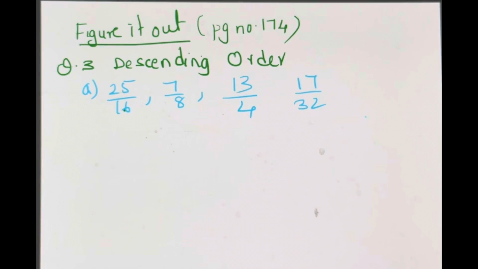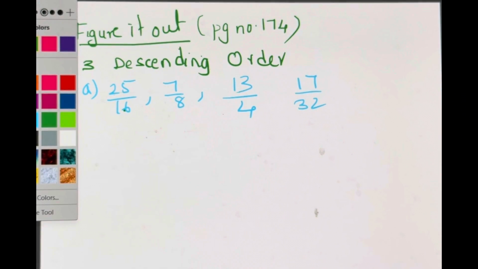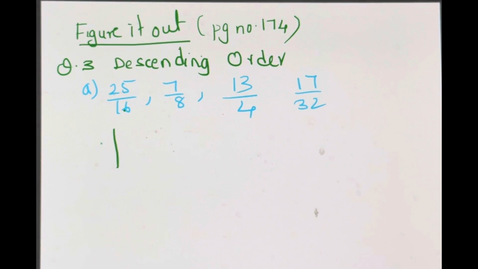Question number 3, descending order. Right? Here also if you observe all the denominators, you see the biggest one, 32. Right? And all are factors of 32. 4 8s are, 8 4s are, 16 2s are. So LCM will be 32. Right? But I'll show you the method as well for you to do it in exam.